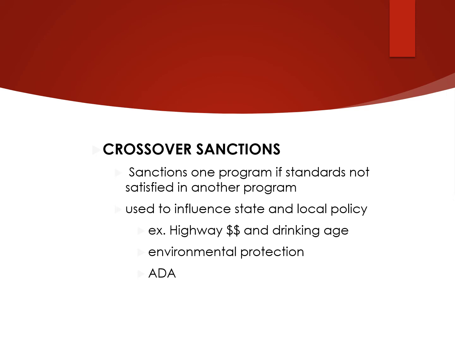So they said, no, the states need to raise their minimum drinking age to 21. Otherwise, again, we're going to sanction the money coming in for highways. And the states didn't want to do that. So all of the states, and they eventually made it a U.S. constitutional amendment, the drinking age was decreased to 18, that you can't drink until you're 21. So that's called a crossover sanction.